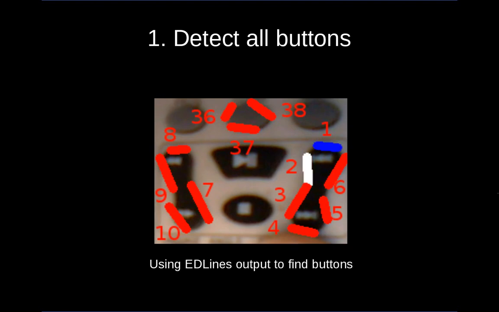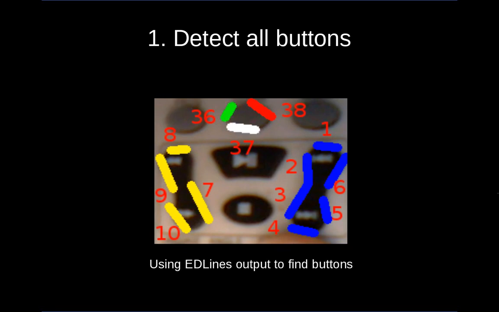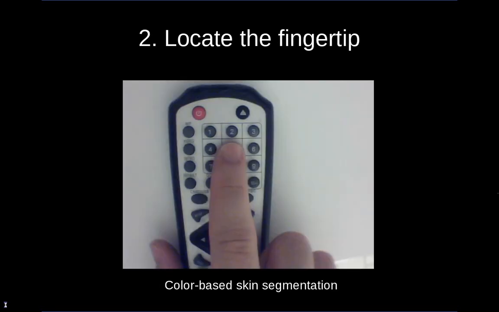Starting with segment 1, all segments up to number 6 are added to the first button, colored blue here. Segment 7 though is too far away from number 6. The blue button is considered finished and segment 7 starts a new button, colored yellow. The same applies when moving from 10 to 36. We successfully detected the buttons.